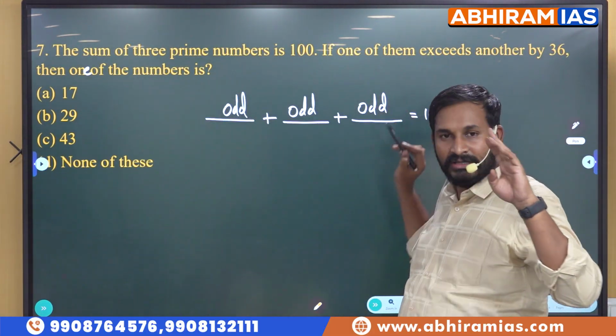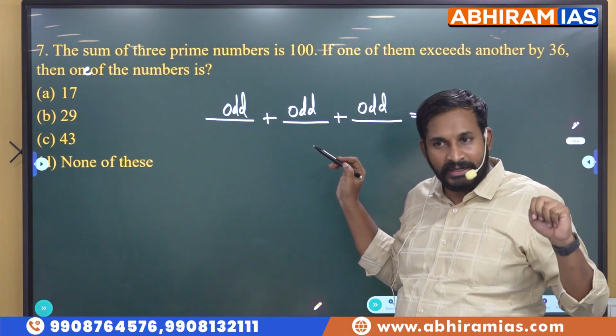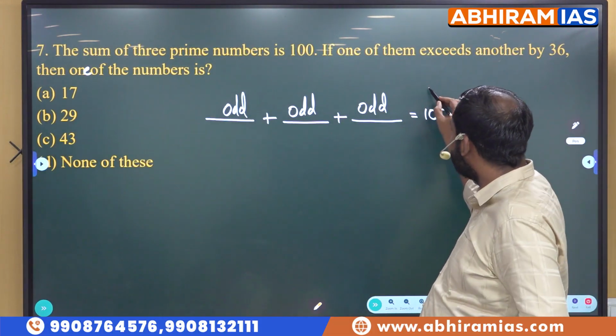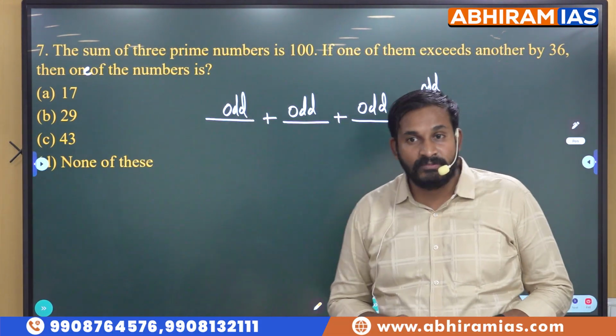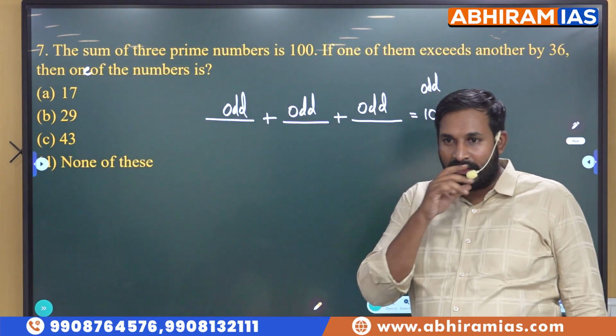Next, even plus odd is odd, right? So if there are 3 odd numbers, what should be my output? Odd.